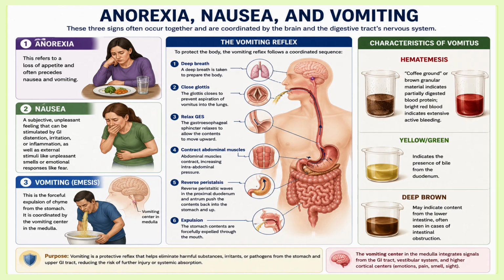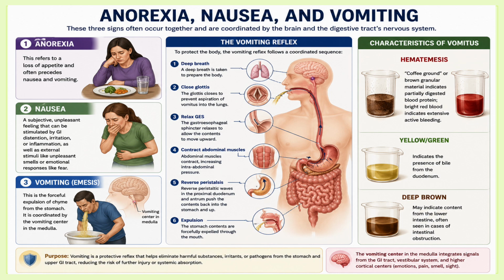Now, the vomiting reflex is a protective mechanism for the body, right? It follows a specific sequence. It begins with taking a deep breath and closing the glottis to prevent the accidental aspiration of vomitus into the lungs, right? Because you don't want the vomitus to go in the lungs. You want it to come out, right? At the same time, the soft palate rises to seal off the nasal cavity. Do we want it to come out of our nose? No, right? We want it to come out of our mouth.